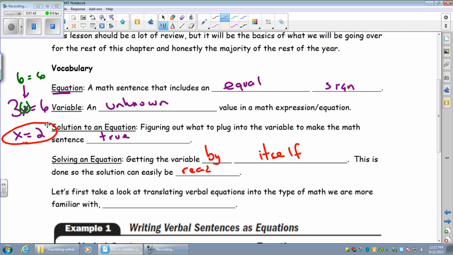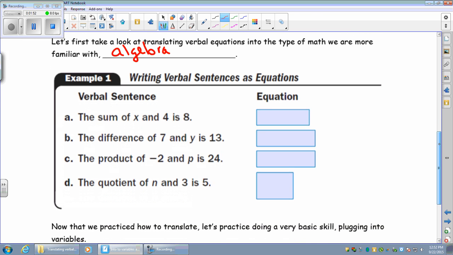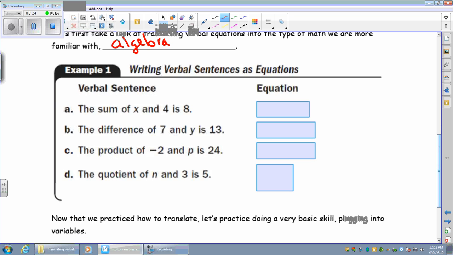So first let's take a look at translating some verbal equations into the types of math that we are more familiar with, or algebra. So when I scroll down here, I see a couple different sentences that we're going to translate into algebra, or things that you guys are more used to. For example, A says the sum of x and 4 is 8. Whenever you see this word is, you should think of equal sign. So something is equal to 8.